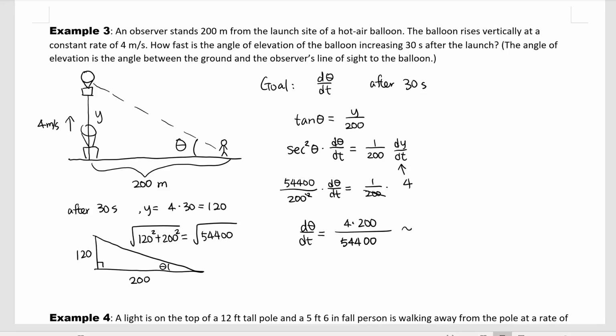Okay, so the answer is approximately 0.014706. What is the unit? This is radians per second. Do you have the same answer? All right, good. Okay, let's continue to the next video.